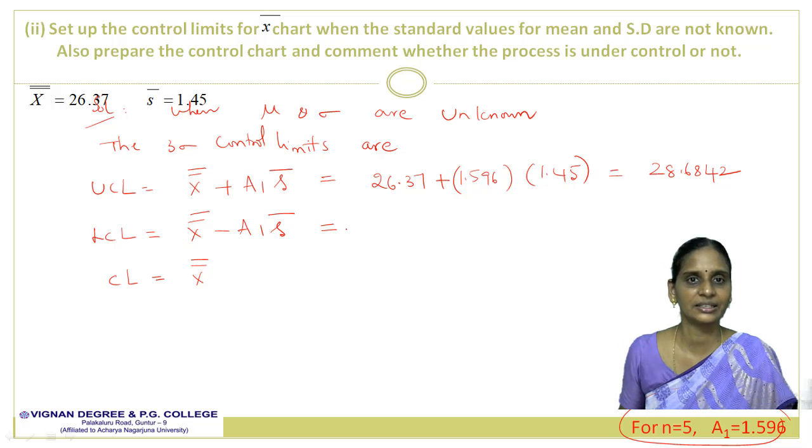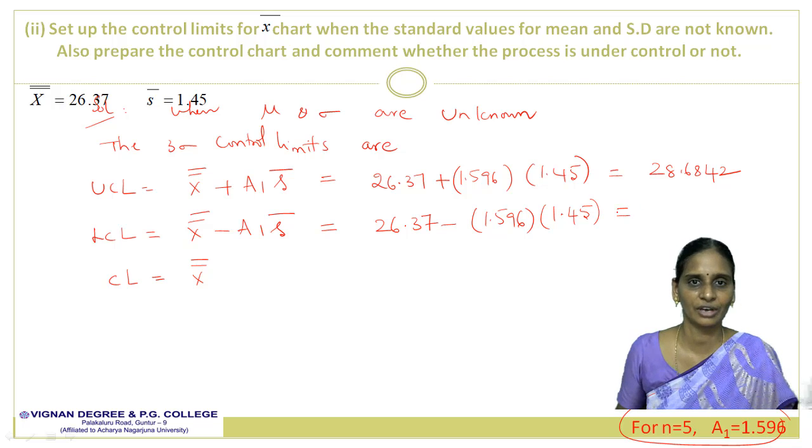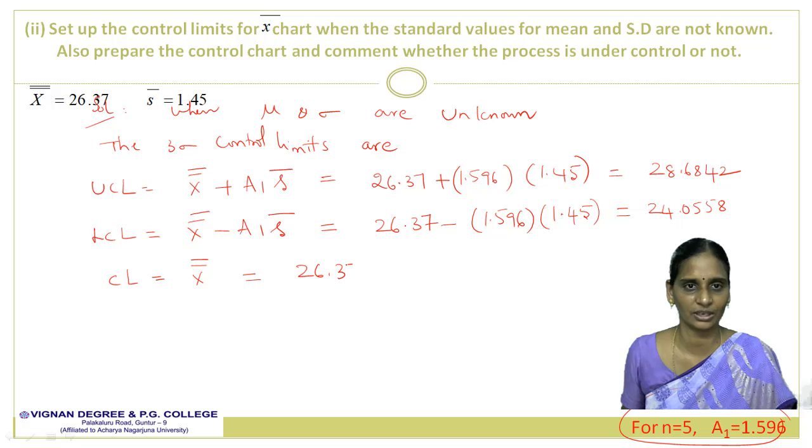And LCL is equal to the value of X double bar, 26.37, minus 1.596. This is the value of A1, and the value of S bar is 1.45. By the simplification of the LCL expression, we get 24.0558. And CL is X double bar, that is 26.37. So these are the 3 sigma control limits when the standards mu and sigma are unknown. These are the control limits for X bar chart.